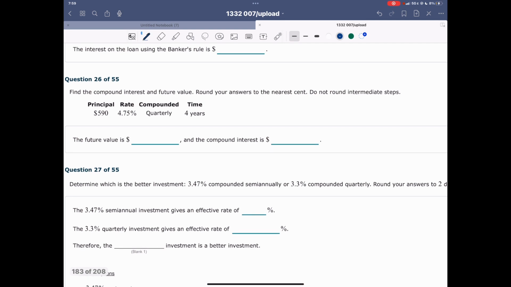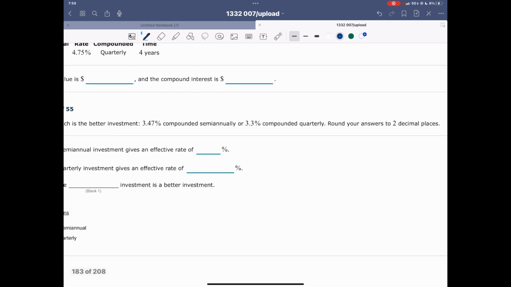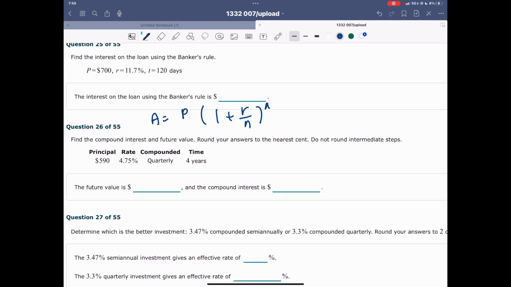So 26, it says, find the compound interest and future value. So your formula for this is going to be A equals P times 1 plus R over N, to the exponent of N times T. So A is, we don't know. P equals 590. The rate 0.0475, N equals 4, T equals 4. So we're just going to set this up, and then we're going to answer the questions.